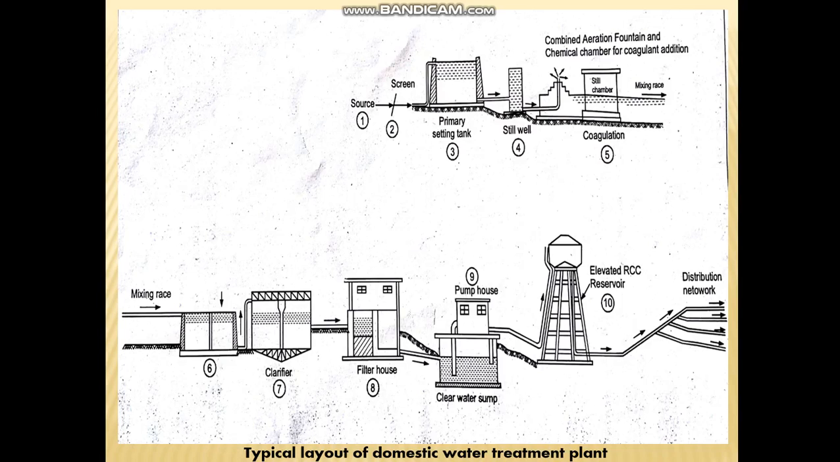From the clear water sump, through the pump, it goes to the elevated RCC overhead tank, and from the RCC overhead tank it is distributed to the consumers. So this is the end of the water treatment plant module.